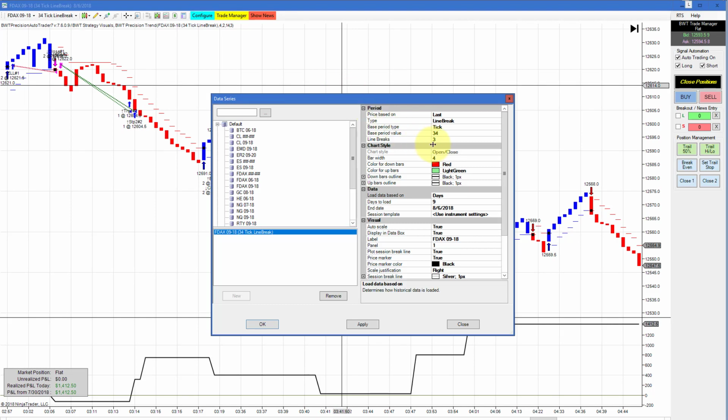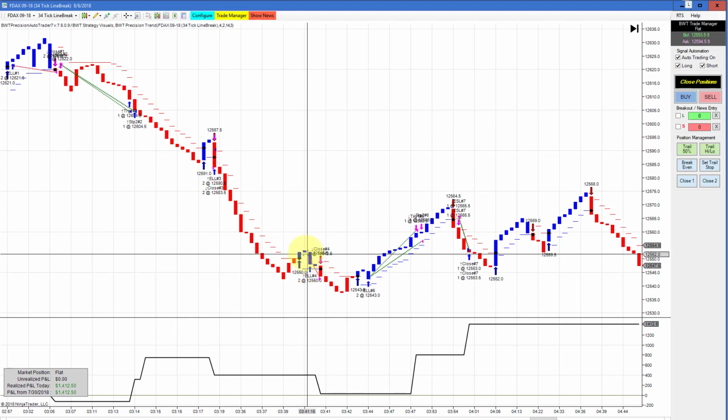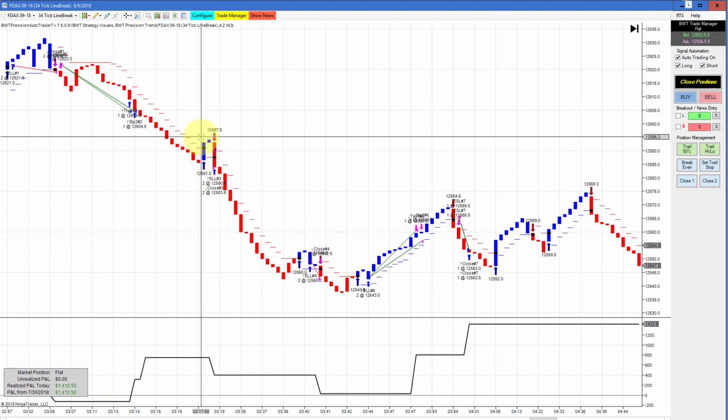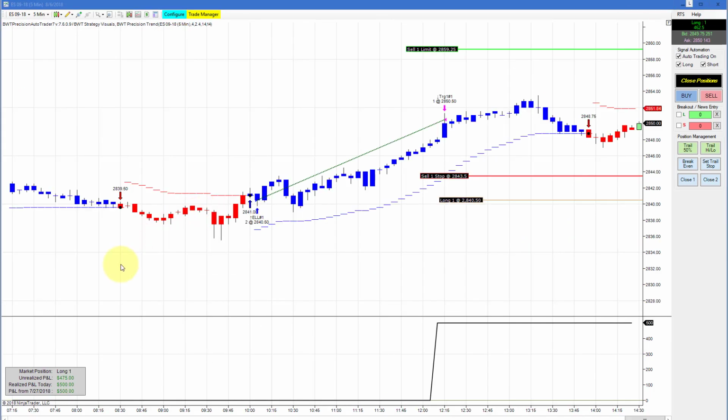Once again, by adjusting your line breaks, making 4 line breaks, or increasing the sensitivity, you could smooth out some of these vibrations in the market here. Okay, coming back to our 5-minute chart, it looks like it's making some progress off the bottom here. And now the open P&L is almost $500.